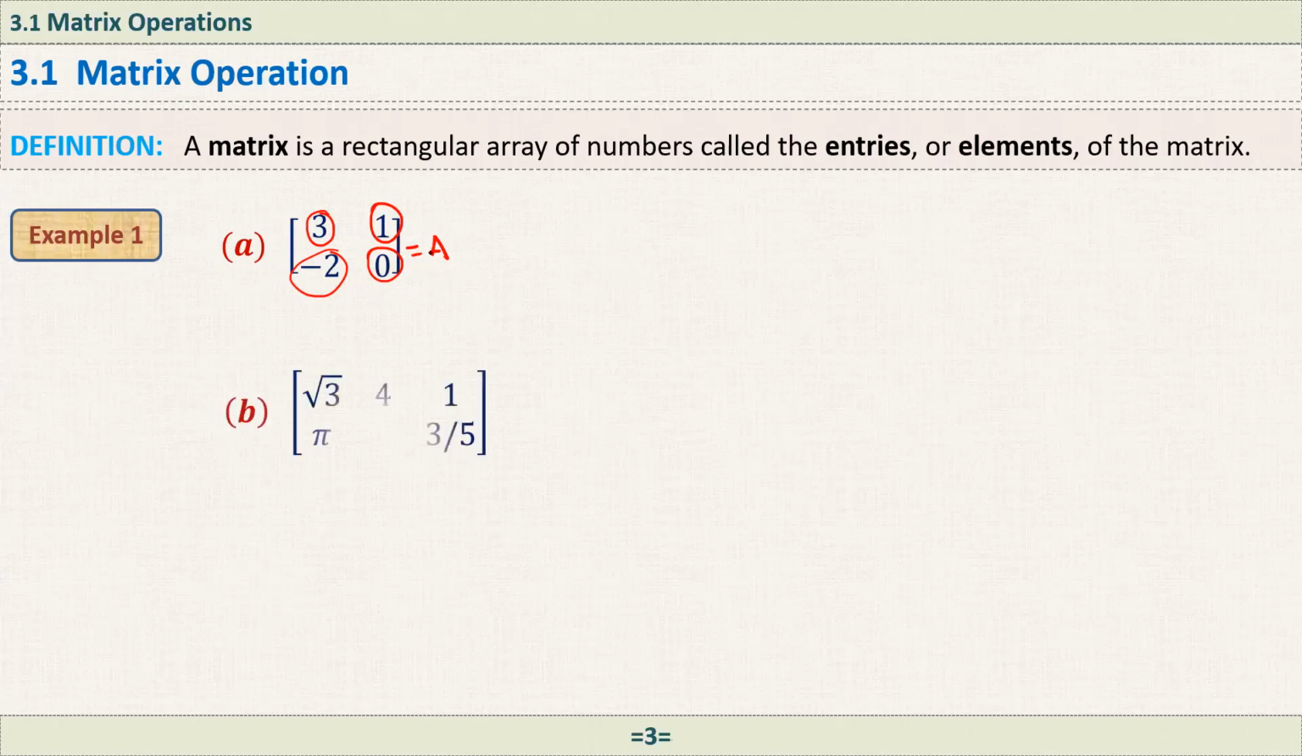Another example for a matrix, let's say here we have some kind of matrix. These are a rectangular array of numbers. Those numbers are square root of 3, and here we have 4, here we have 1. Pi is also a constant number. And here we have 0, 3/5. So these are the entries of this matrix. And how many entries does it have? It has 6.